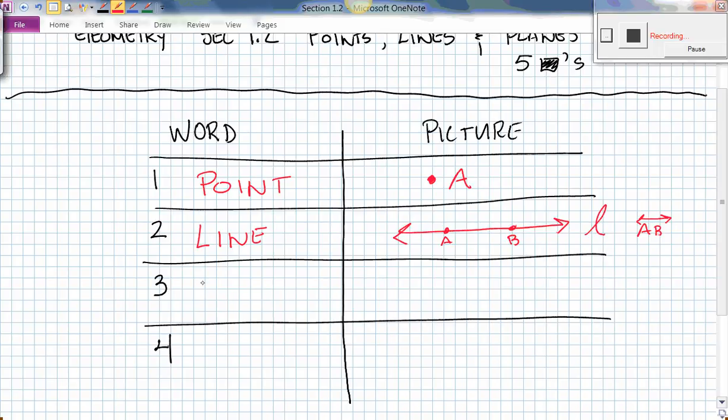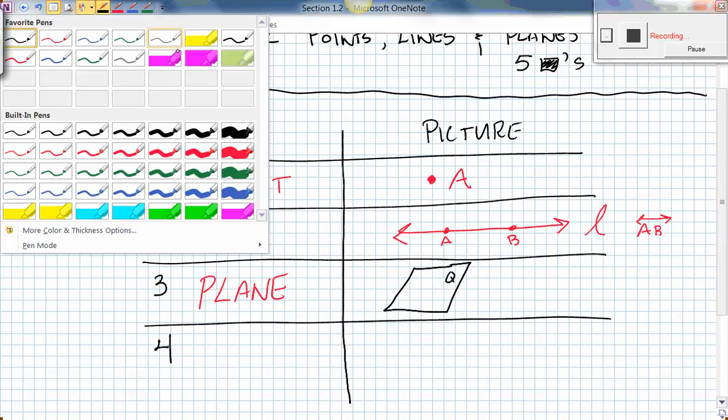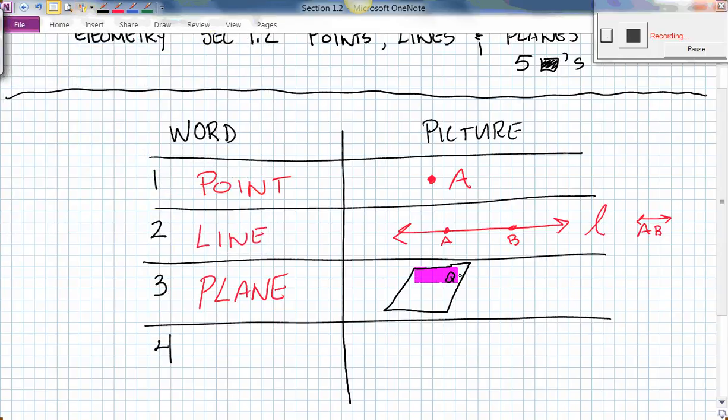3. Ooh, I like this one. This is one of my favorite ones. A plane. Okay. So a picture of a plane, the book does a pretty good job, and they give you something like this. They'll usually give you sort of an enclosed shape. They will name that shape something like Q, and then they will have a color inside, and so I'll color this one pink here. Okay. So this is plane Q.